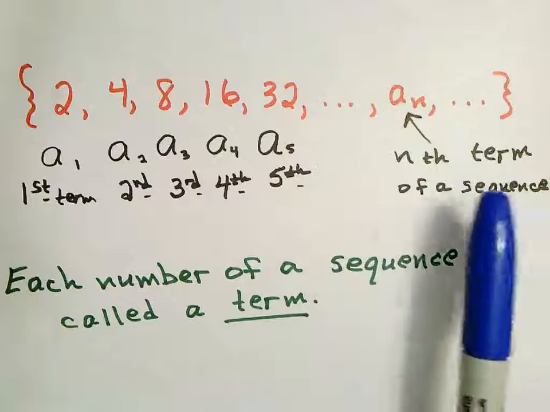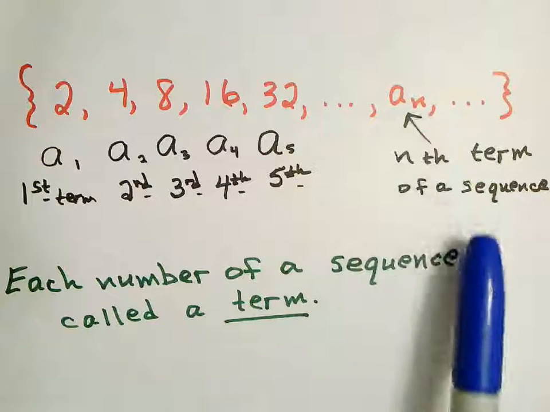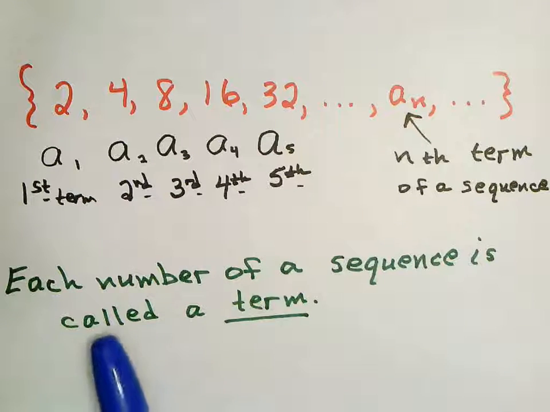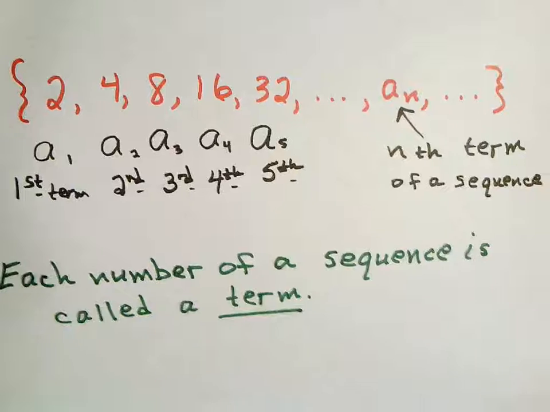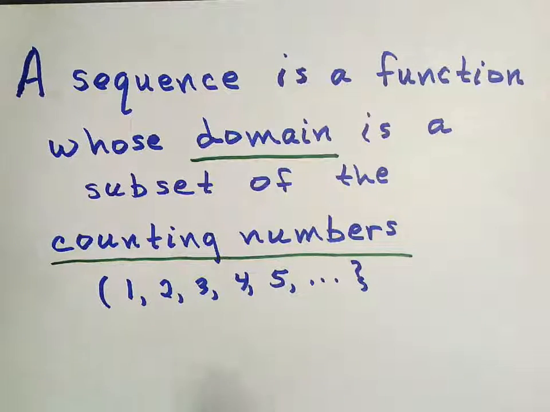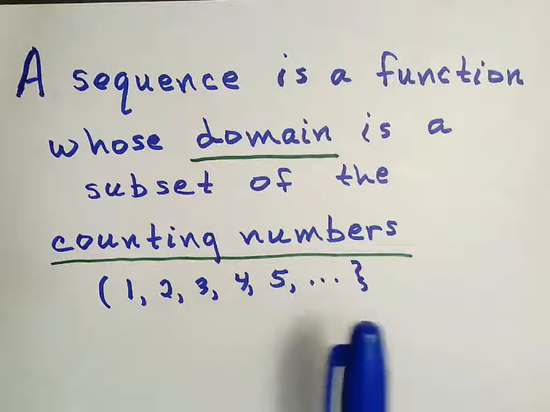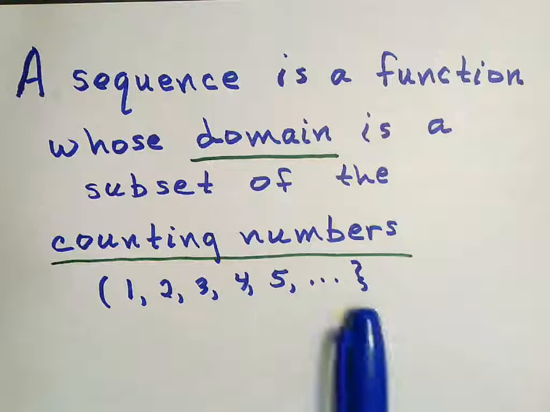Keep on going and you're going to have an nth term. An nth term is called the a sub n term. Each number of a sequence is called a term. A sequence is a function whose domain is a set of counting numbers. The first counting number is 1, so it's 1, 2, 3, 4, and so on.